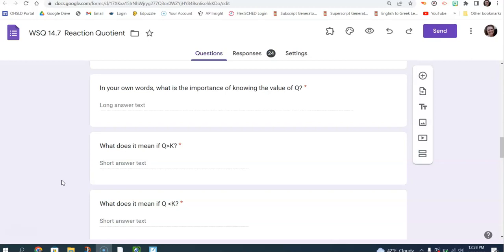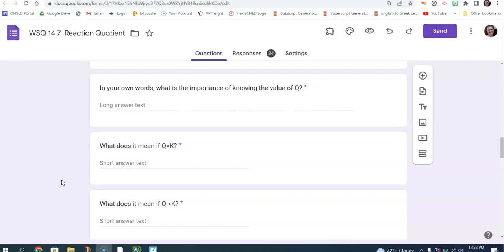So in your own words, what's the importance of knowing the value of Q? Well, let me explain why I think it is so important. The Q will tell you how your reaction is going to shift. Are you going to make more products or make more reactants? That's what Q will do. And why is that so important?